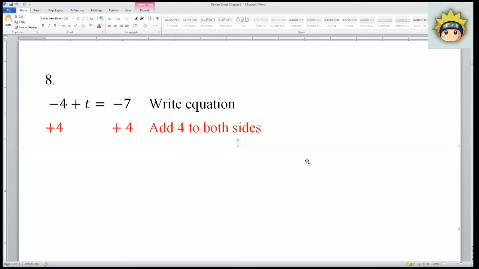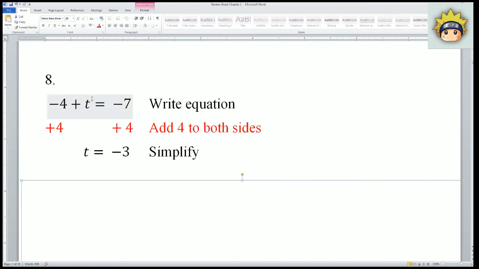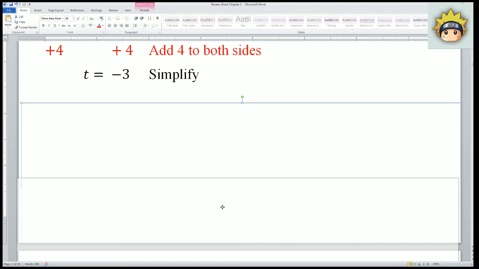Once I add 4 to both sides, I can simplify. What's left on my left-hand side is just a t, and on my right-hand side, negative 7 plus 4 is negative 3. You can use your calculator to double check, but another way you can think about it is that if you have negative 7 plus 4, what is bigger, absolute value-wise? 7 or 4? 7, right? The answer has to be negative because the negative 7 is more negative than 4. Okay, if that makes sense. You could also grab a number line if you need help with this.